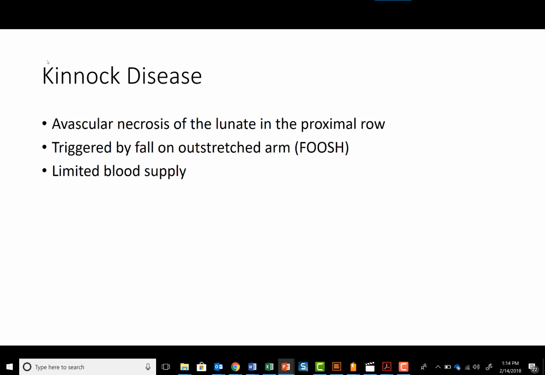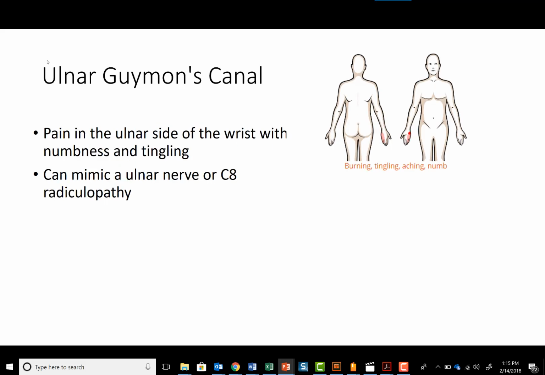But Kienbock's disease is an avascular necrosis of the lunate in the proximal row. Could be triggered by a fall on an outstretched arm. The lunate has limited blood supply, so usually they would need to be splinted, and usually this will come back. But that's Kienbock's disease. You're not really going to do much in therapy if they send you to Kienbock's disease. After this, you're just going to look at the impairments. What's their range of motion like? What's their strength like? And just build up their range of motion and strength over time. Graded program.